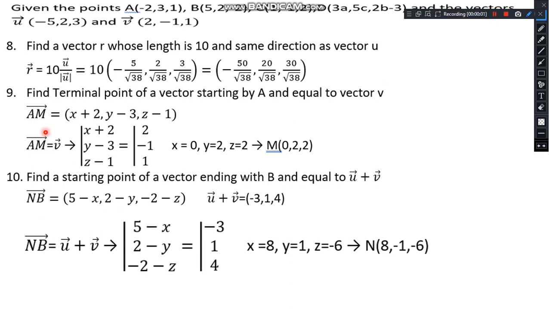So here, let me repeat it. Find the terminal point of a vector starting at A and equal to v, and I want the endpoint. And AM equals vector v. So xM minus x of A, yM minus y of A, y minus 3 here, minus 1 equals vector v.